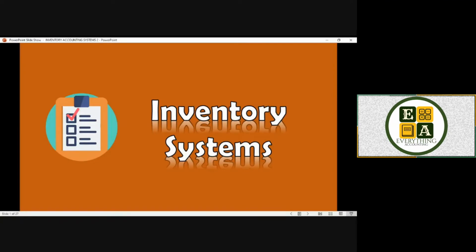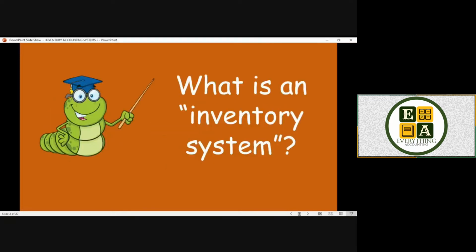Okay, so welcome to this discussion for inventory systems or inventory accounting systems. So let's start the discussion with a question. What is an inventory system? Tinatanong tayo, what is an inventory system?